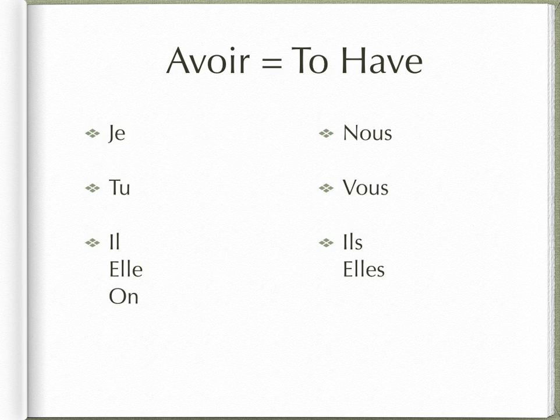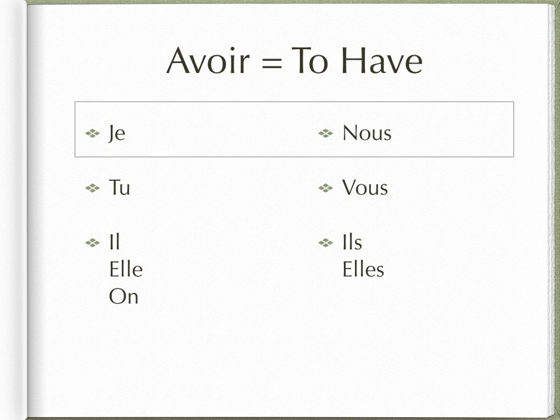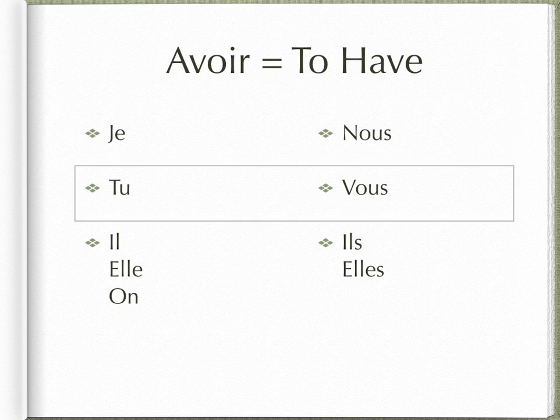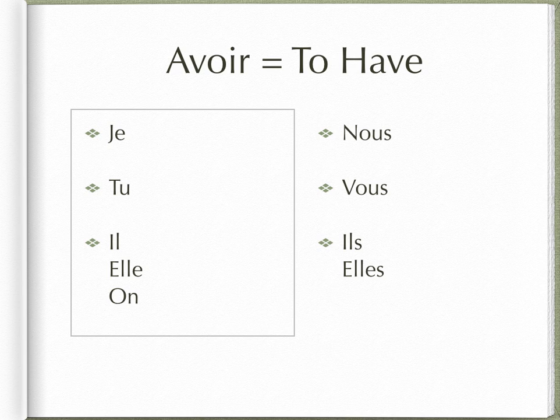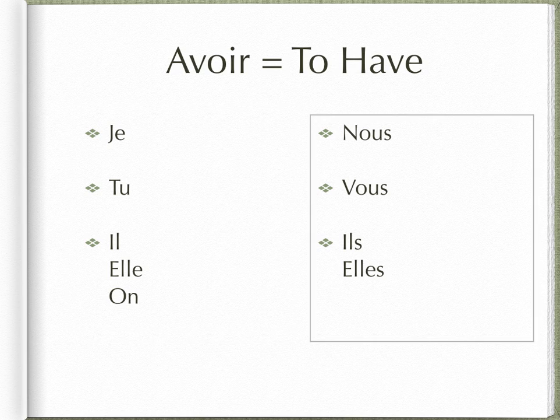We have 9 possible subjects, and we always write them in this chart. The reason for this is because this chart helps us organize how many and what person we're in. So note that je and nous are both in first person, I and we. Tu and vous are both in second person, our yous. Il, elle, on, and ils, elles are all third person, he, she, one, and they. We also have all of our singulars on our left-hand side and all of our plurals on our right-hand side.